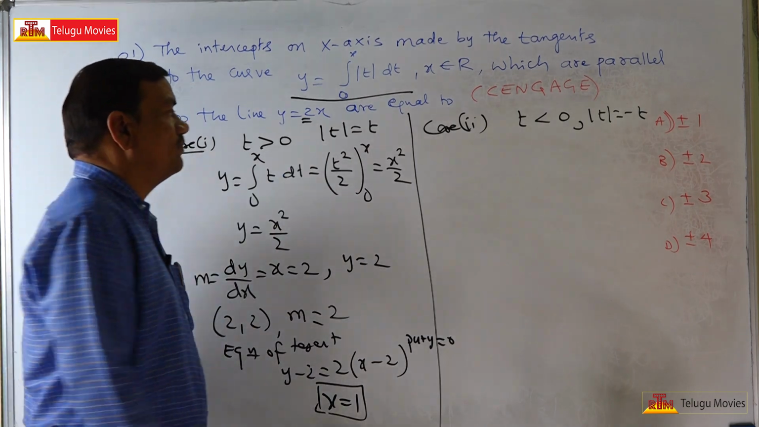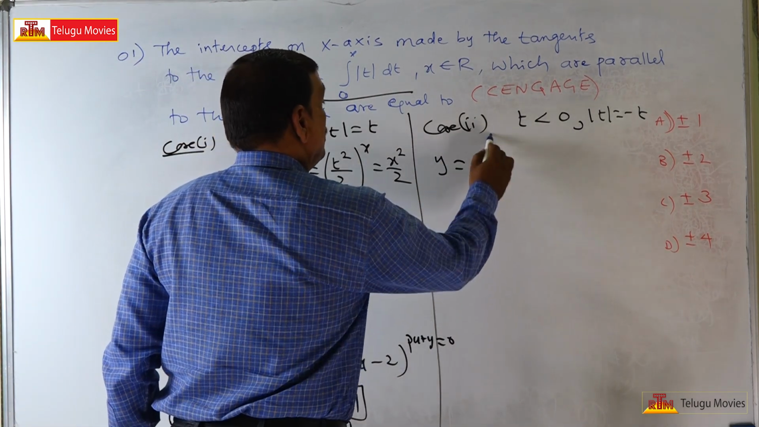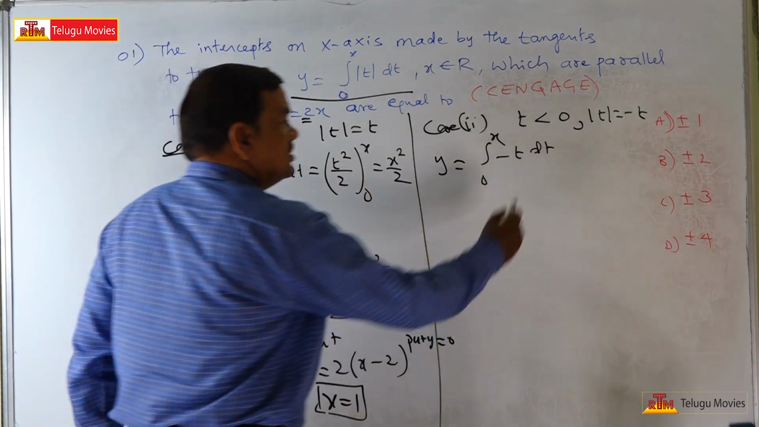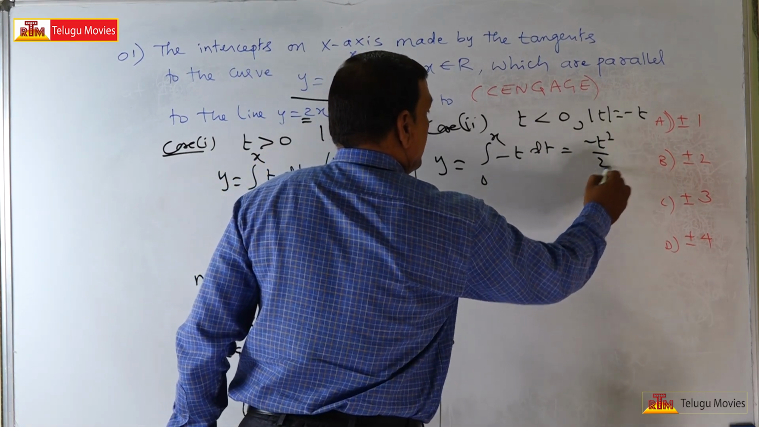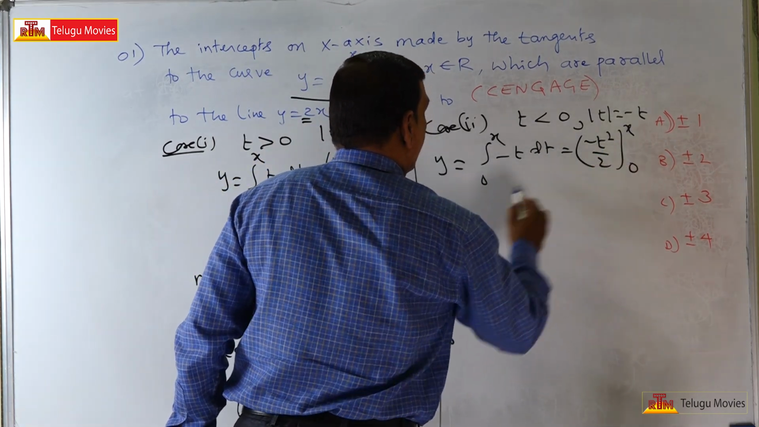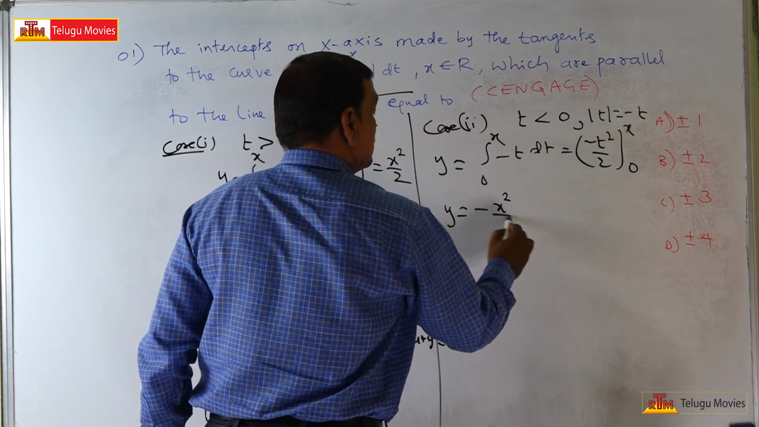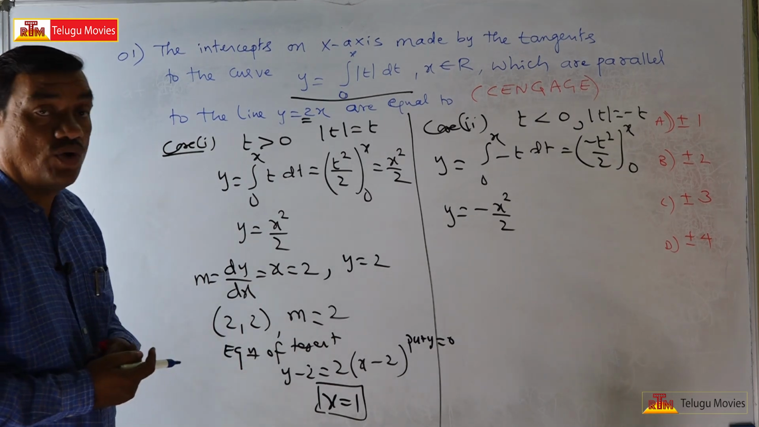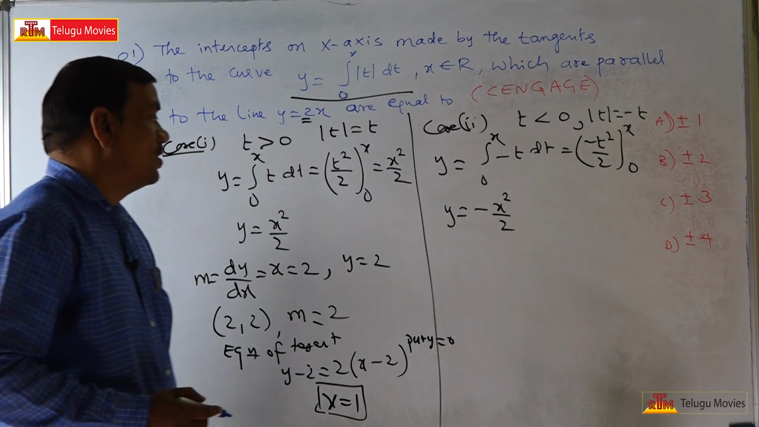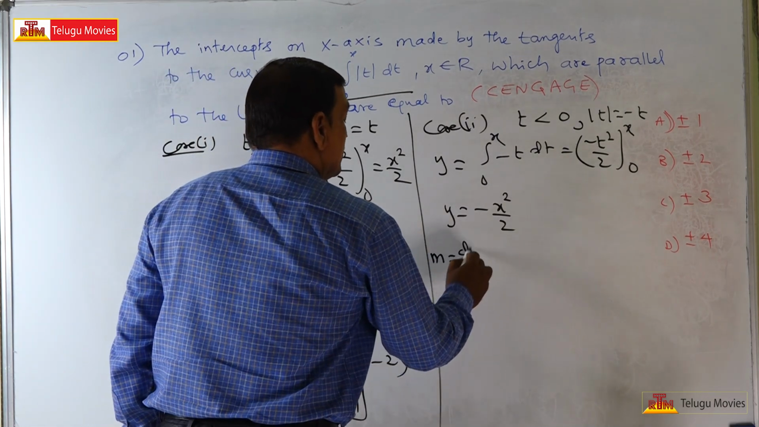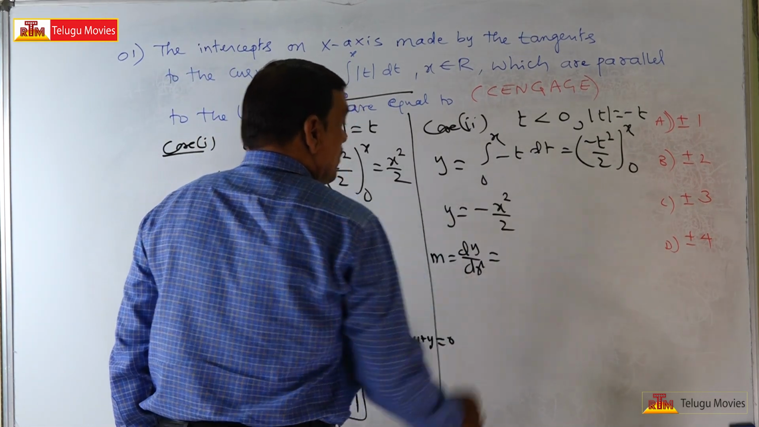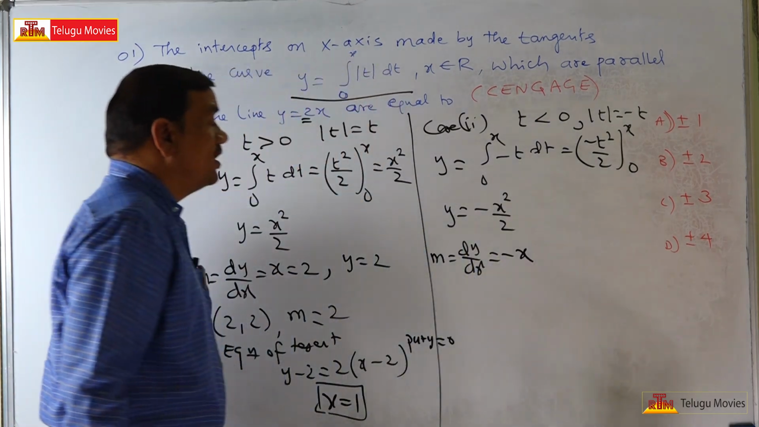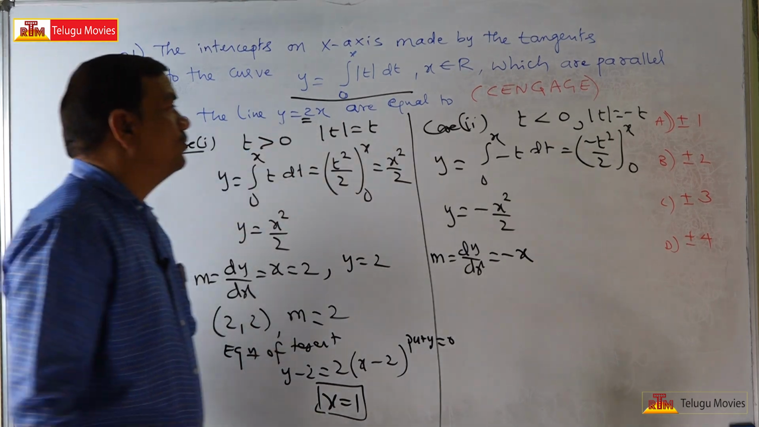Now coming to the other case. Y equals integral 0 to x of modulus of t, which is minus t. So this is equal to minus t square by 2 between the upper and lower limits. So y equals minus x square by 2. In this case the curve equation is y equals minus x square by 2. Now what is the slope of this tangent? Dy by dx equals minus 2x by 2, that is minus x. Now what is the slope of the tangent given? 2.